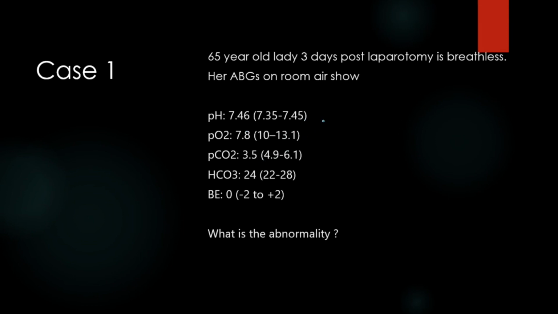Let's have a look at the abnormalities. So she's slightly alkalemic here. PO2, she is hypoxic. PCO2 is less, meaning she's hyperventilating, and the bicarbonate is normal, so is the base excess. So this is a respiratory alkalosis, and she is in type 1 respiratory failure, and that's because the PCO2 is less than normal, but she's also hypoxic at less than 8 kilopascals.